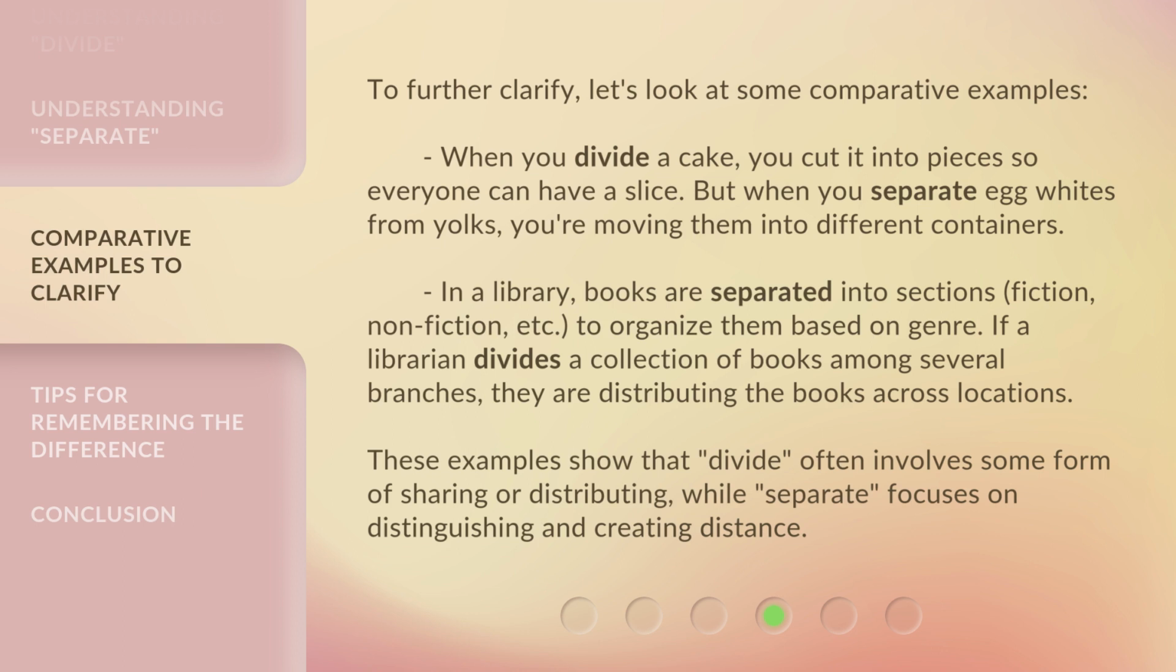In a library, books are separated into sections: fiction, non-fiction, etc., to organize them based on genre. If a librarian divides a collection of books among several branches, they are distributing the books across locations. These examples show that divide often involves some form of sharing or distributing, while separate focuses on distinguishing and creating distance.